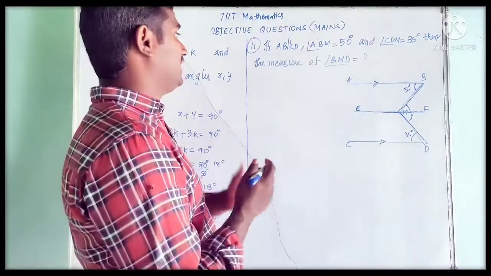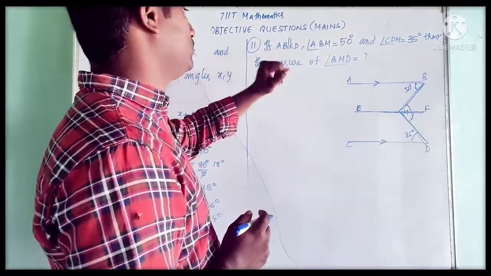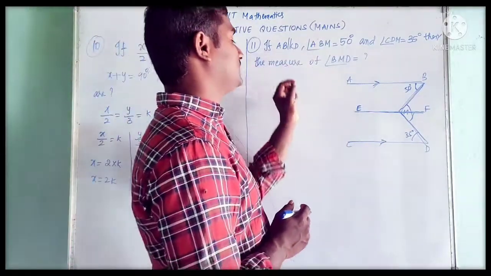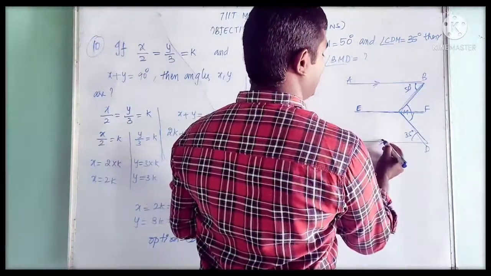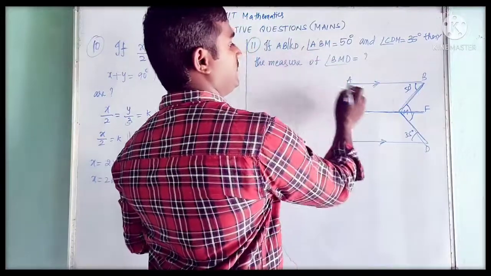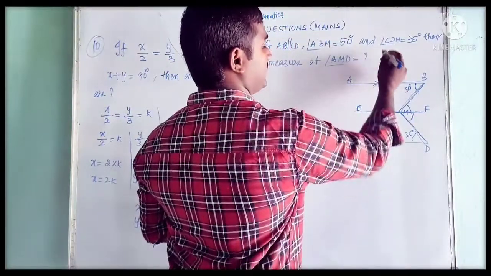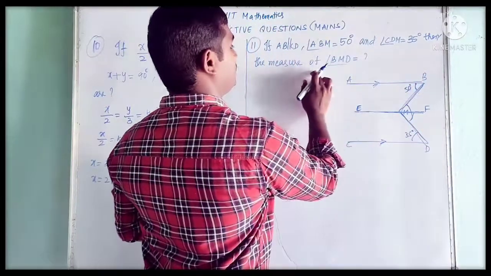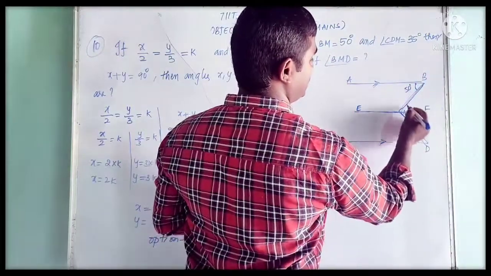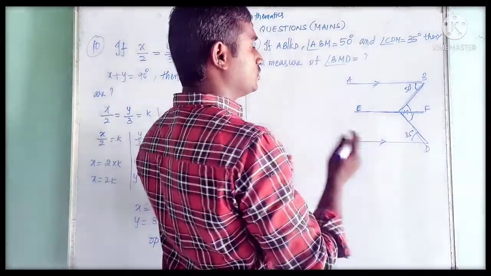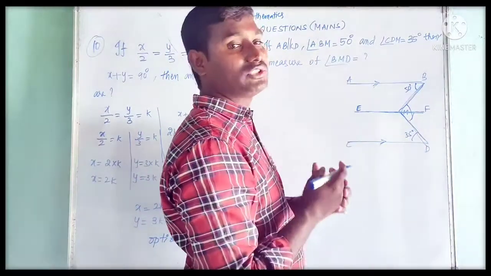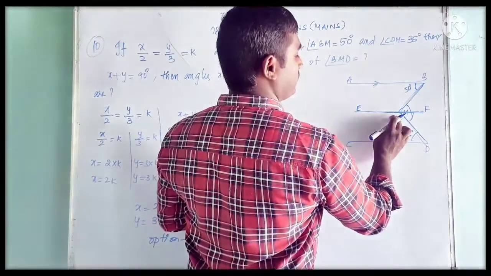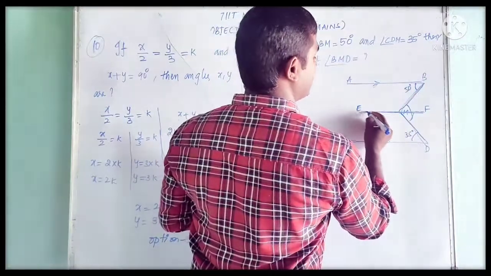Next. Now I am going to discuss the 9th question. In the given figure, AB is parallel to CD, and angle ABM equal to 50 degrees and angle CDM equal to 35 degrees. Then the measure of angle BMD. We need to find BMD, this total angle. Okay. So to find that, we need to do some construction. Through M, we need to draw one line parallel to AB.